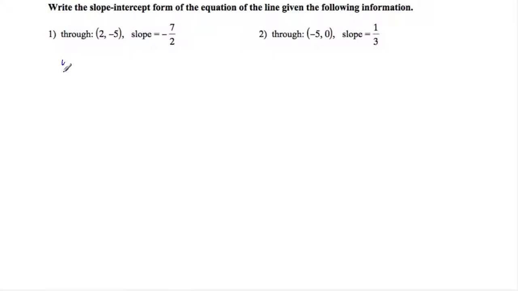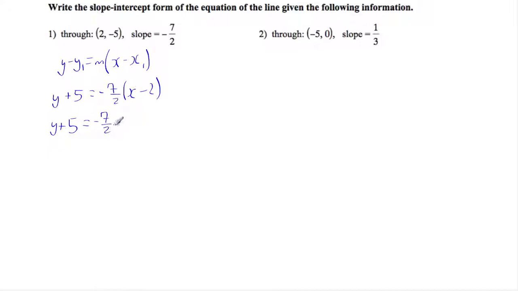So for point-slope form, again, we have y minus y1 is equal to m times x minus x1. So I'm going to have y minus a -5, which is plus 5, is equal to -7/2 times x minus 2. I'm going to keep this y plus 5 over here, and I'm going to distribute the -7/2. So I get -7/2 x, and then this is from multiplying the -7/2 and the x, and this is from multiplying the -7/2 and the -2.